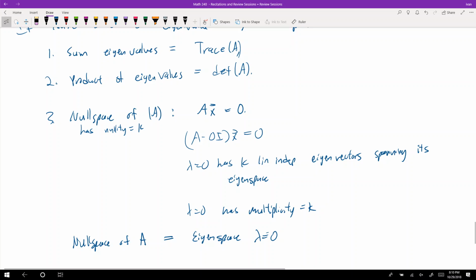Are these true only for non-defective matrices? So here's the thing. Let's just think. A defective matrix would have a nullity less than the multiplicity of some value. The first 2 facts will still hold no matter what. It's just number 3. What if lambda equals 0 appeared k times, but the nullity was k minus 1? Then you have the problem where the multiplicity is greater than the nullity for lambda equals 0. But that can't happen. Try to construct a matrix that does that.